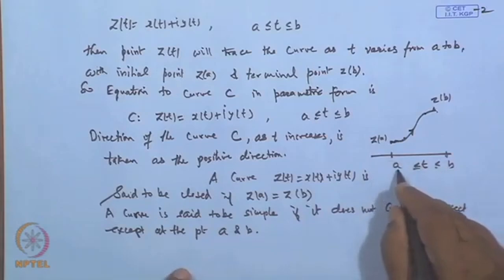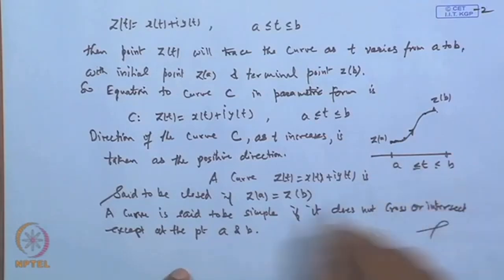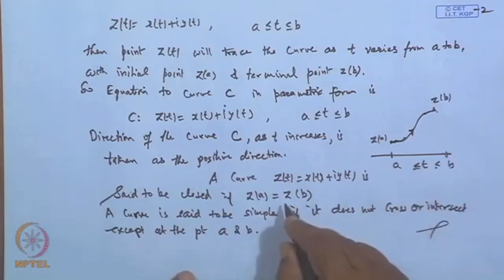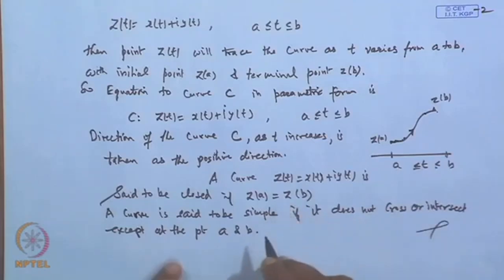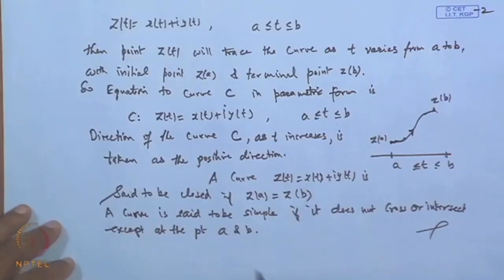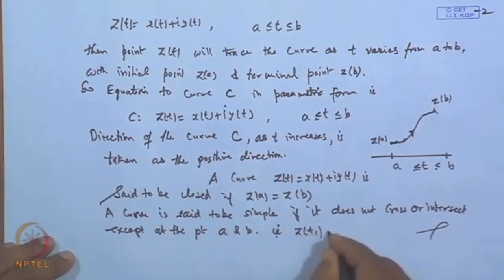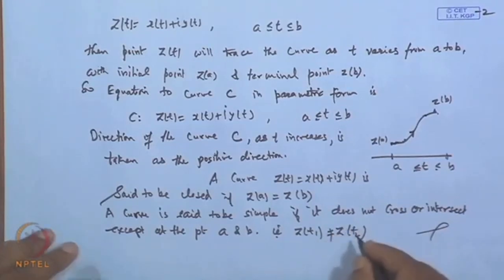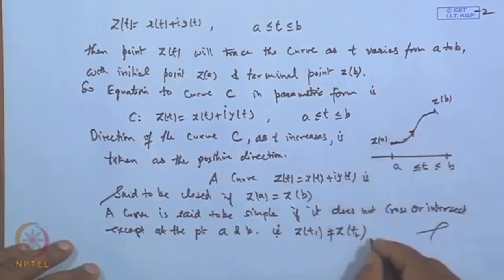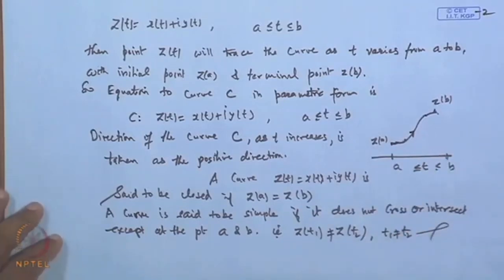But at the point t equal to a and at the point t equal to b, if these two are equal, then the curve becomes closed. It is a simple closed curve. In that case, we will say simple closed curve. The meaning of this is that if t1 and t2 are two different points in the interval [a, b], then z(t1) and z(t2) will give different points on the curve, where t1 differs from t2.